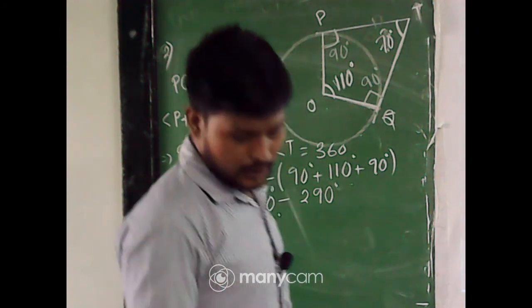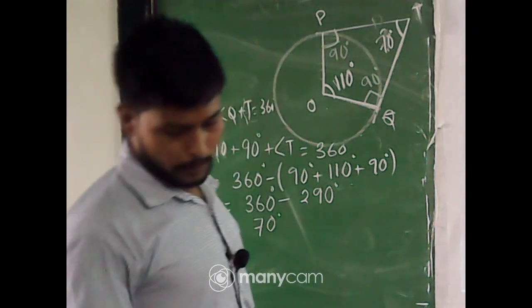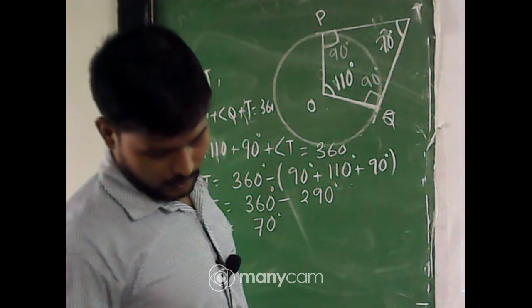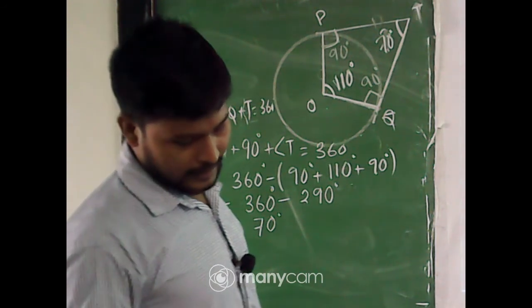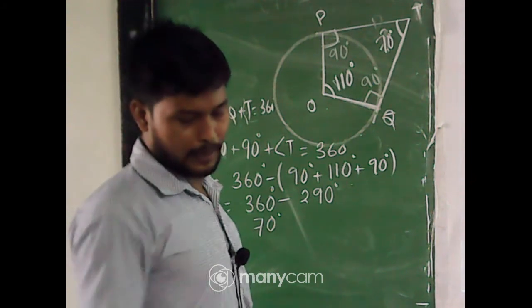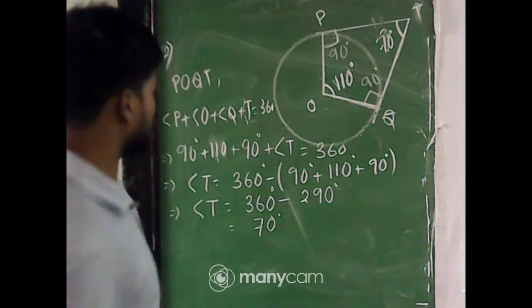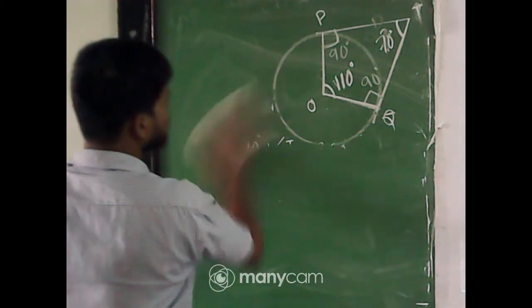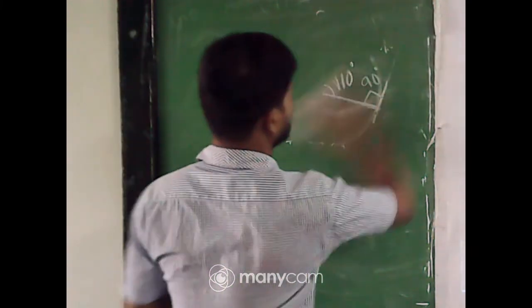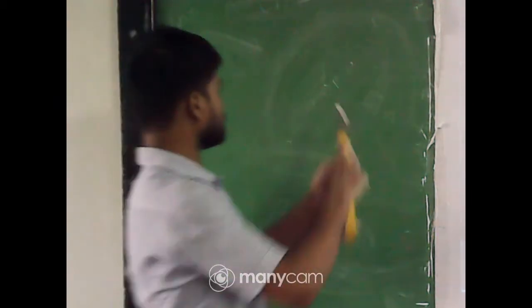If the tangents PA and PB from a point P to the circle with center O are inclined to each other at an angle 80 degree, then angle POA is equal to. Okay, so draw a circle.